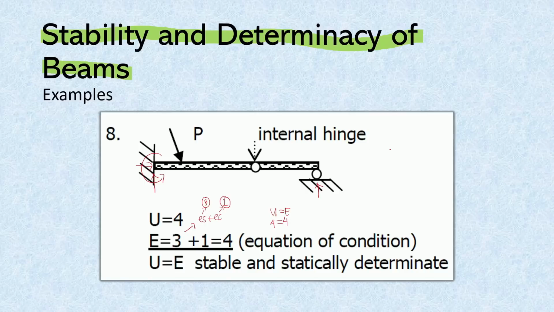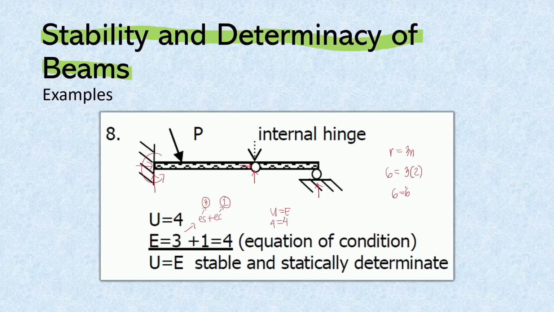Now, if we will use R is equal to 3N, then we will consider all reactions. Now, R will include the internal reactions. The internal hinge will have 2 reactions, 1 vertical and 1 horizontal. And so our R will be 1, 2, 3, 4, 5, and 6. And so we have 6 reactions in total. And then our number of members, again, because there is an internal hinge, our member will be divided into 2. And so our number of members will be 1 and then 2. So this will be 3 times 2. And so 6 will be equal to 6. And so our beam will be statically determinate.